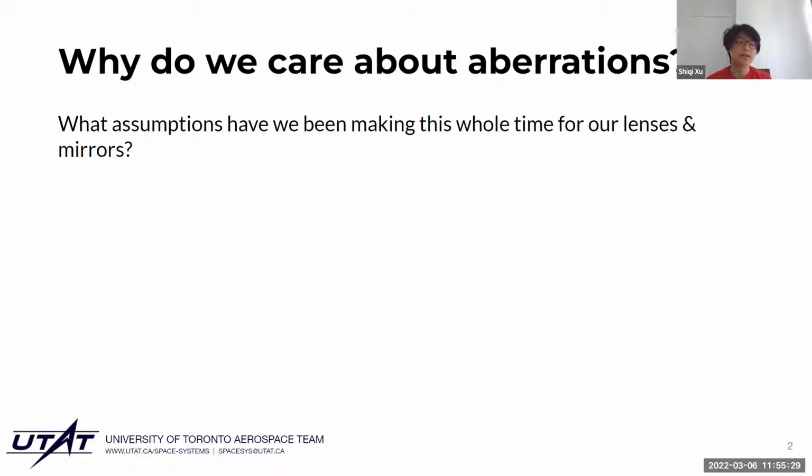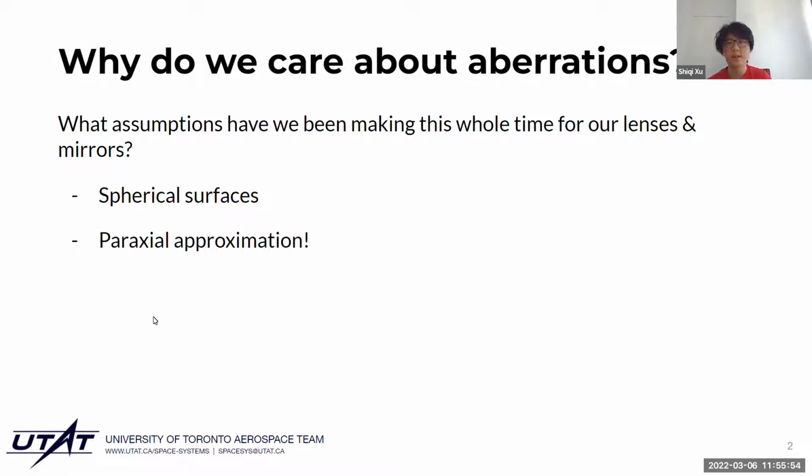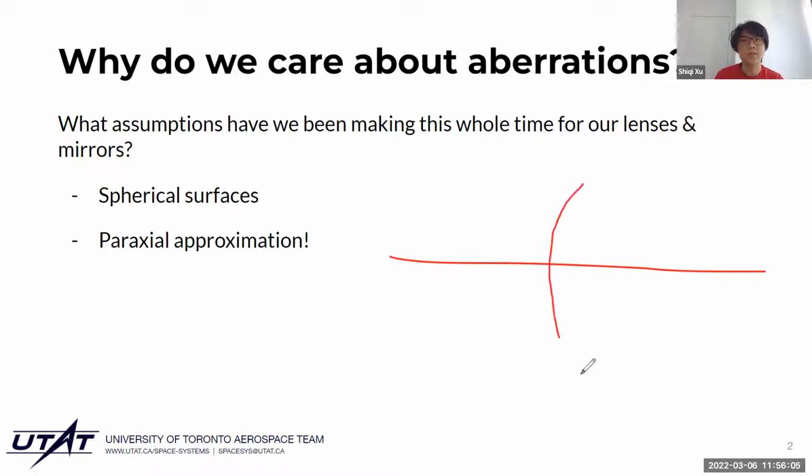So lenses and mirrors don't have to be spherical, right? But they're typically spherical because it's easy to manufacture. Of course, when you get into really fancy mirrors, they're not always spherical. But for our first order theory for lenses and mirrors, we just assumed spherical surfaces, and in particular that paraxial region.